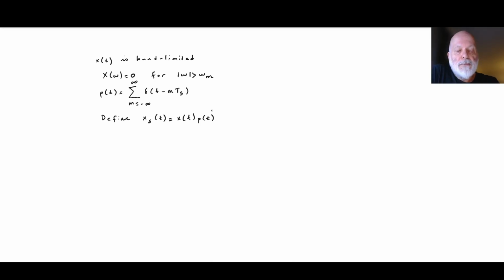Now, in previous videos, we have seen that if we evaluate the Fourier transform of xs of t for omega s, which is equal to 2 pi over ts, for omega s greater than 2 omega m, the Fourier transform of xs of t will be composed of shifted replicas of X of omega in the frequency domain.